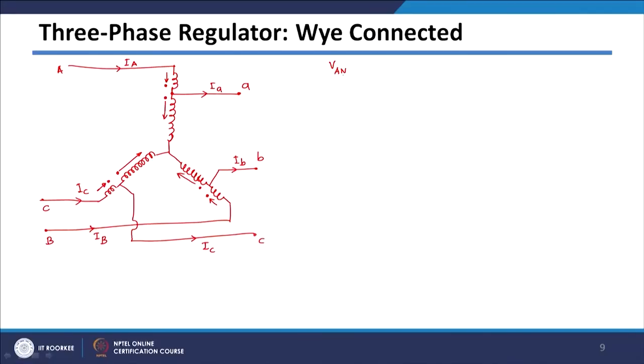So, in this case we can easily write the equations for the primary side and secondary side voltages of this voltage regulator. So, I can just write VAN, VBN and VCN, 3 voltages, just like 3 single phase regulators. So, AR, AR, AR, and this will be V small a n.